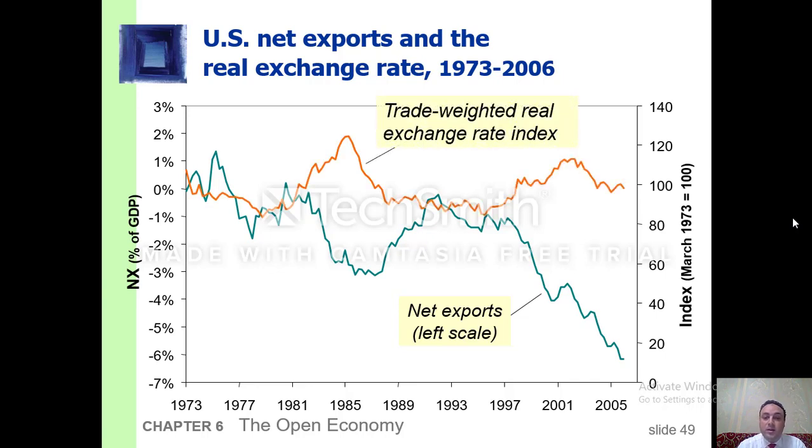the trade weighted real exchange rate increases. As you can see, for example, in 1985, you can see the big difference when the real exchange rate increases, so the net exports also decrease by this amount. In 1993, for example, when the real exchange rate decreased, the net exports increased, and so on.